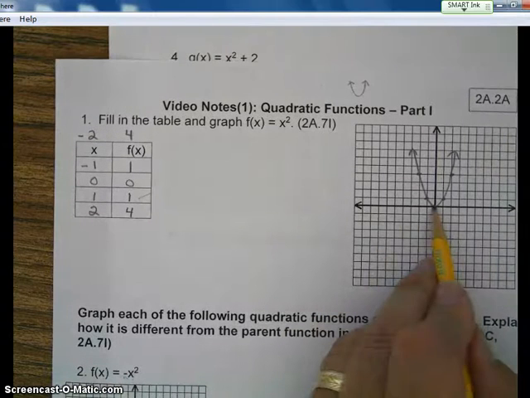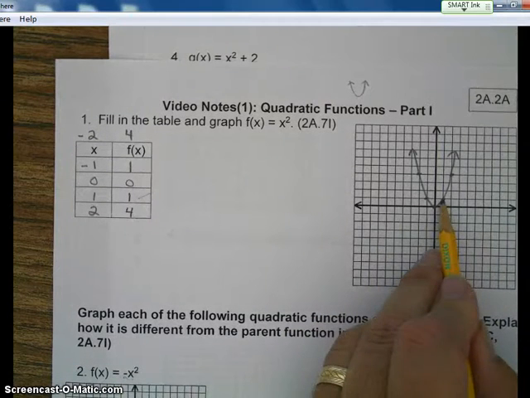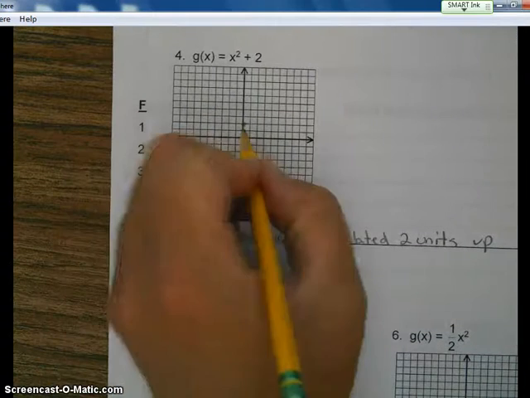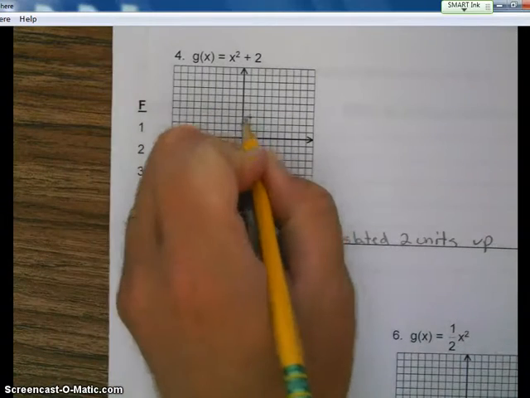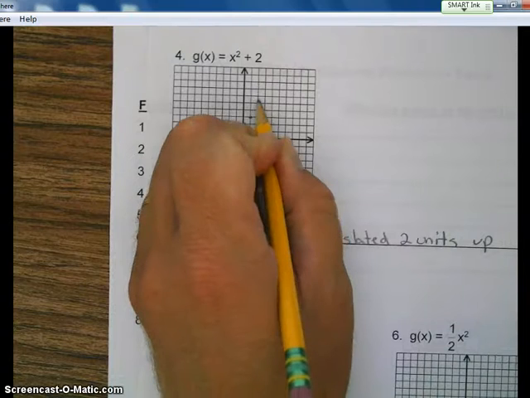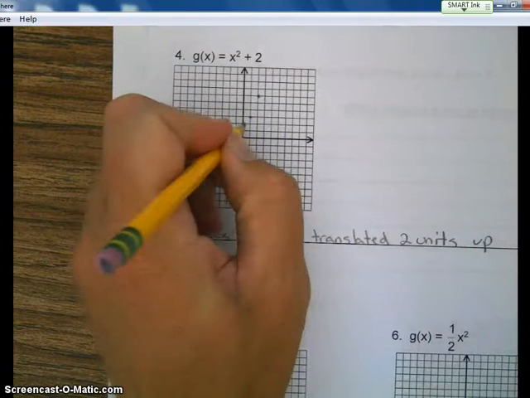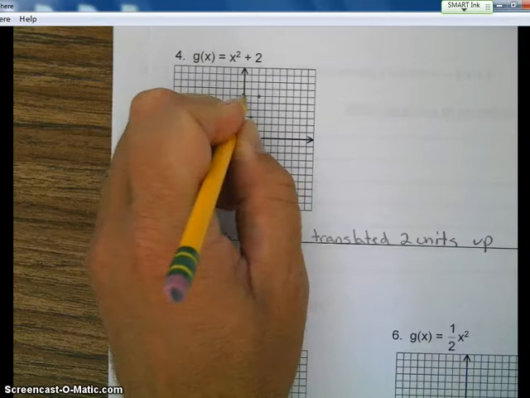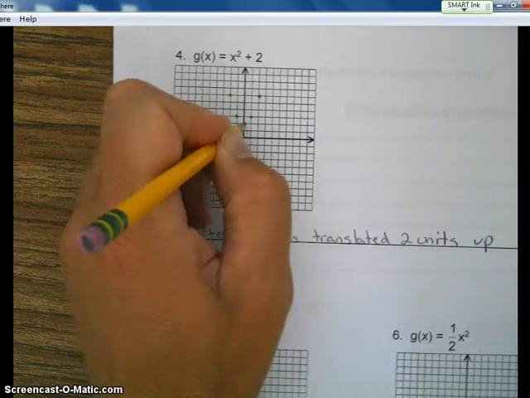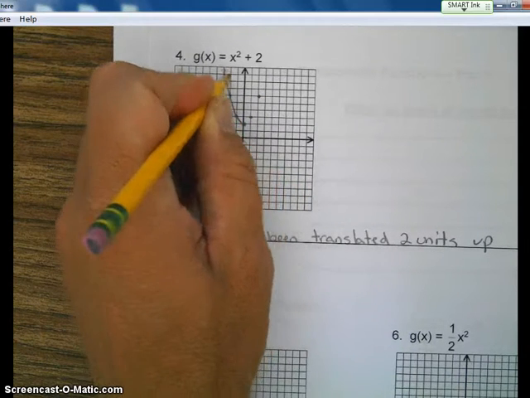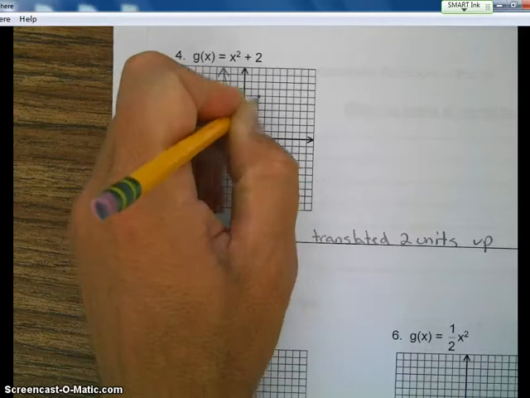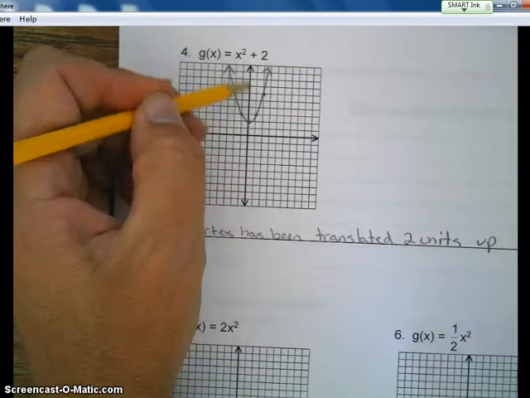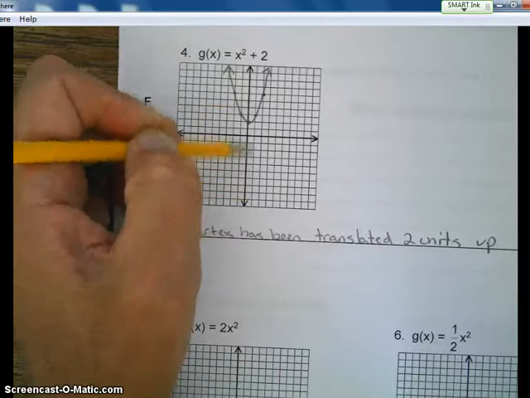Notice from the vertex we went over 1, up 1. We went over 2, up 4. So from our new vertex, we go over 1, up 1, over 2, up 4. And it's symmetrical, so you can easily do 2, 2. Parabolas are symmetrical. In this case, the y-axis is your line of symmetry.